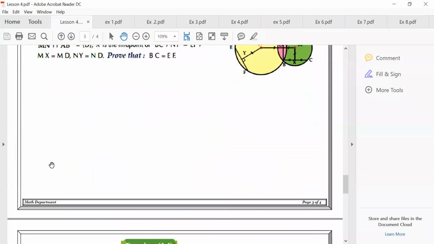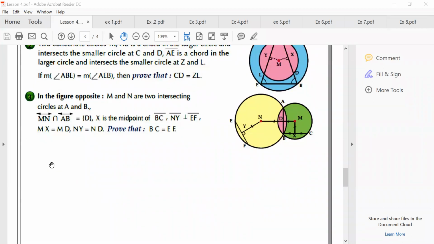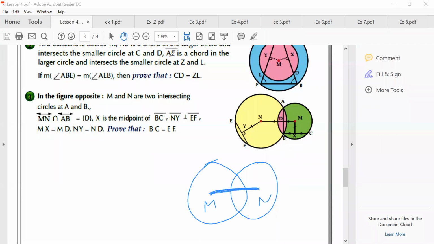Okay, I also want to remind you of something here in the next one. Also remember that if I have two intersecting circles in M and N, for example, MN is the line that I call the line of centers, the line which connects the two centers of the two intersecting circles. And you have a common chord here. This common chord is perpendicular to the line of centers. This is something we took in the class. If MN is the line of centers and AB is a common chord, then AB is perpendicular to MN.